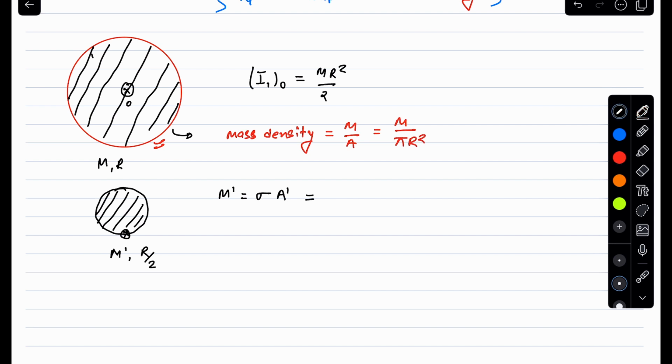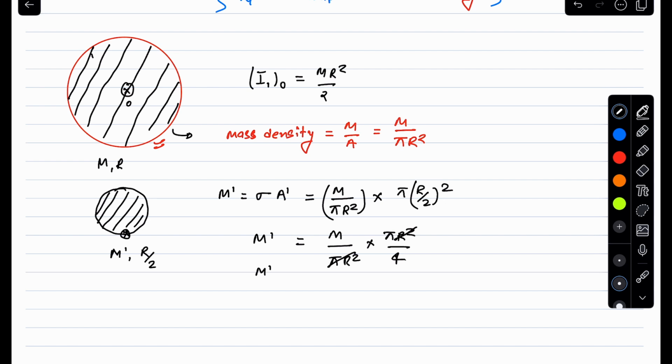Okay, now let us come to this calculation where we need to find out the mass of this smaller disk. So m dash is sigma A dash, and sigma is m divided by pi r square, and A dash is the area of this smaller disk which is pi, and the radius we know is r by 2, whole square. So then it is going to be m by pi r square times pi r square divided by 4. So pi r square is cancelled out, so mass of this disk m dash is m by 4.